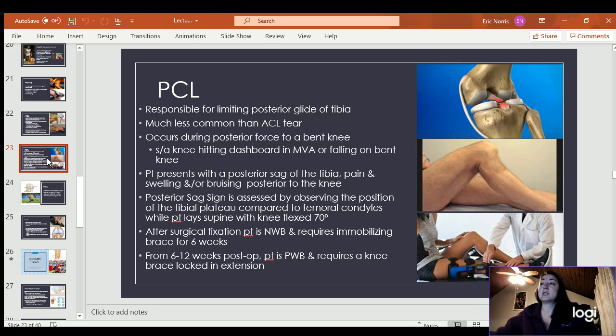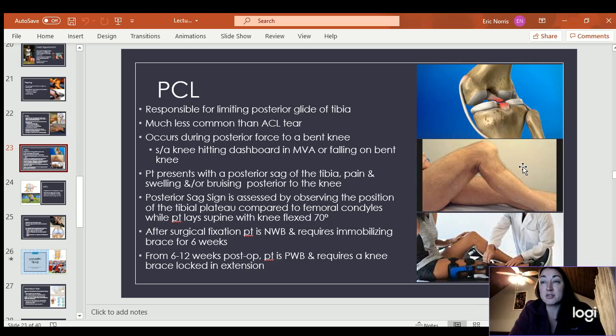If it is torn, they will often present with a posterior sag of the knee. It should be going straight down, but the PCL is not there to prevent the posterior translation, so it's sagging in that flexed position. It's called a posterior sag sign, and you just put them in about 70 degrees of flexion. Oftentimes you'll put both legs up so you can compare one side to the other.